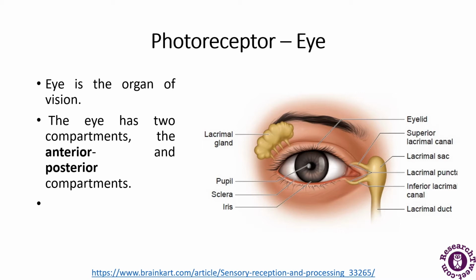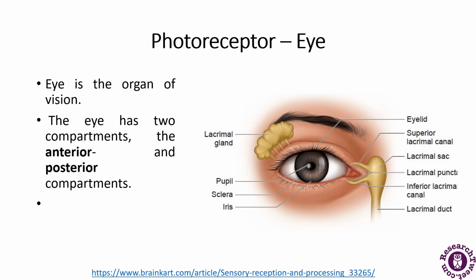First I will be discussing the photoreceptors, which are present in the eye. The eye is the organ of vision, which is located in the orbit of the skull and held in its position with the help of 6 extrinsic muscles. They are the superior, inferior, lateral, and medial rectus muscles, the superior oblique and the inferior oblique. So these are the kinds of muscles.